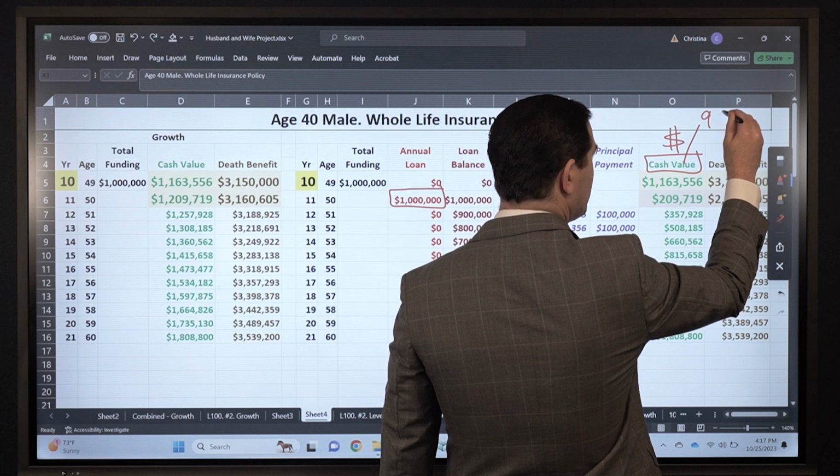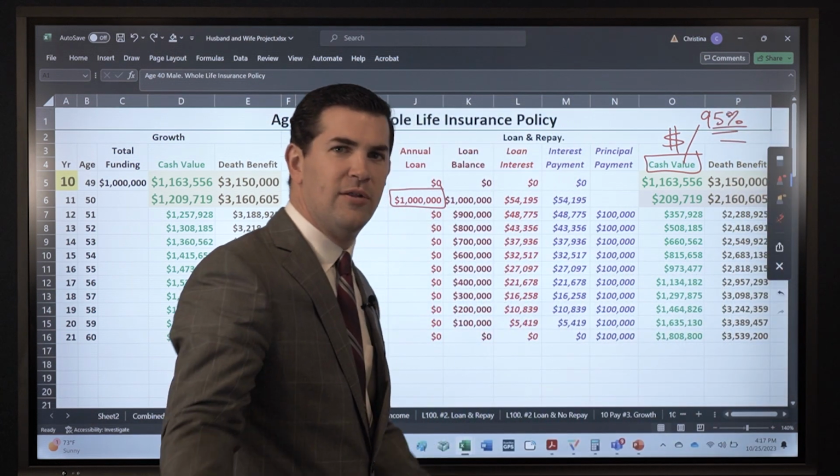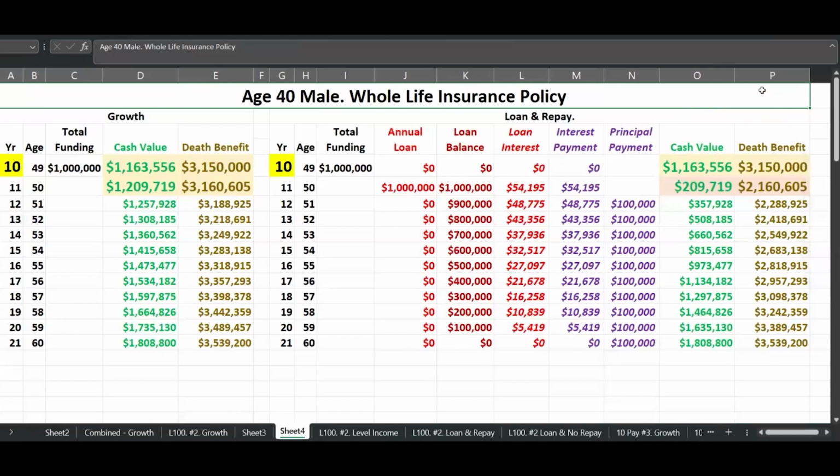Typically, it's going to be right around 95%, might be a little bit higher or lower than that, depending on the company and how your product is set up. But that's a safe number to go with, about 95% of your total cash value. So you borrow $1 million, what happens to your cash value? We see it drop. What happens to your death benefit? We see it drop. How much do the figures drop by? The amount you borrowed when you look at it.